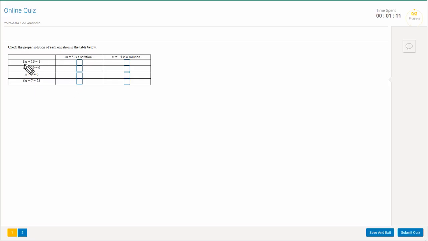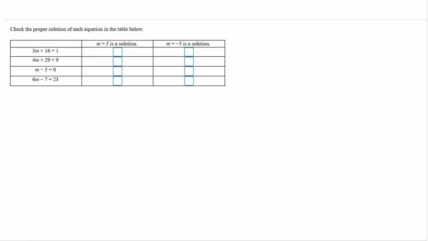What are they telling us here is that instead of that m, let me zoom in a little bit so it becomes easier to see. So 3m plus 16 is equal to 1. What is m? Instead of m, I'll put 5. They told me in the first one, m equals 5 is a solution. Plus 16 is equal to 1.